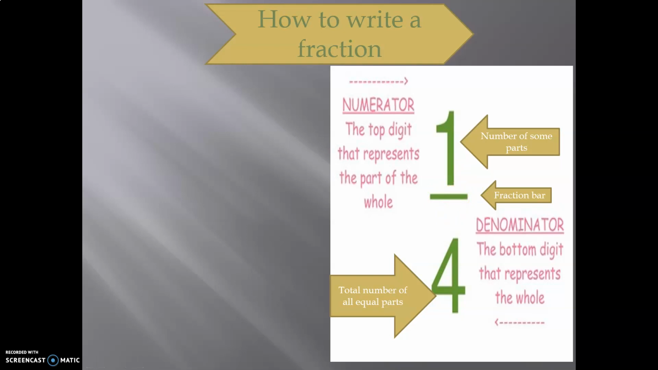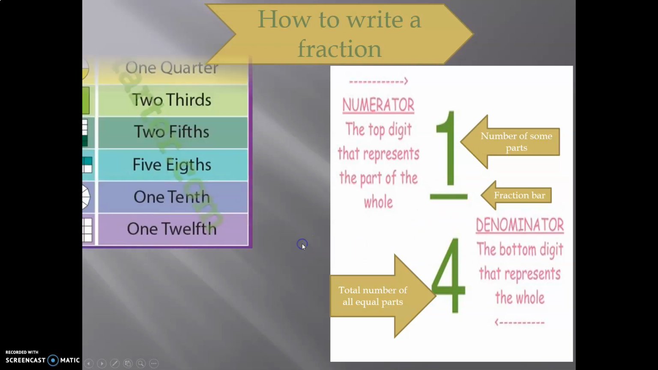So if you want to write a fraction, the denominator down represents all the equal parts you have. And the number up, the numerator, represents some parts. And between them, we put the fraction bar. For example, this fraction is called 1 out of a total of 4 equal parts. 1 out of 4, or 1/4, or quarter.